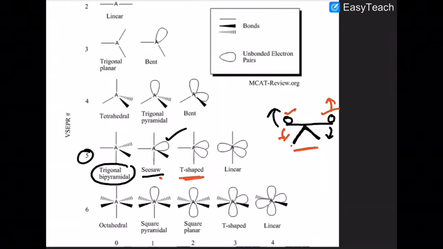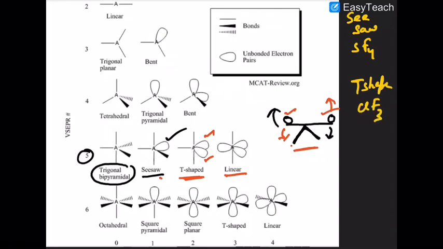T-shaped structure is present only when you have two lone pairs. Linear shape can also be present. Now here you have to understand that seesaw will happen in case of SF4. T shape will happen in case of ClF3. Linear shape will happen in case of XeF2. So these examples you have to keep in your mind.